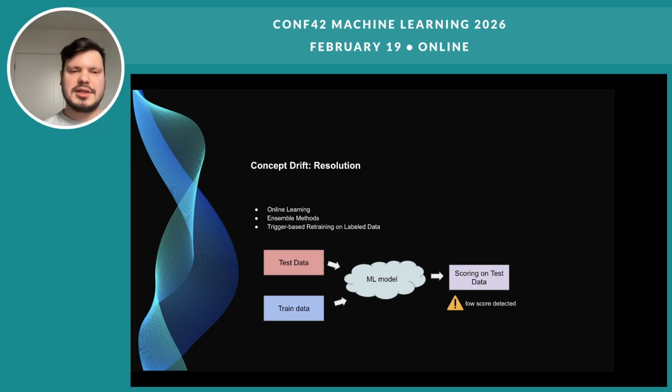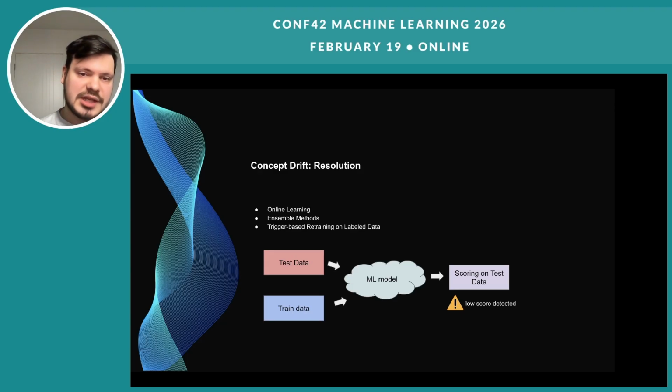Now let's talk about the resolution strategies. The first one is online learning. We can use models that can update their parameters incrementally when new data arrives. For example, algorithms like stochastic gradient descent are naturally suited for this.